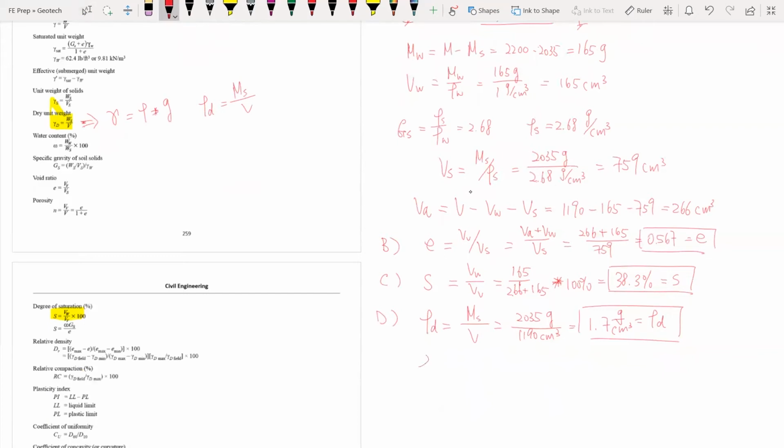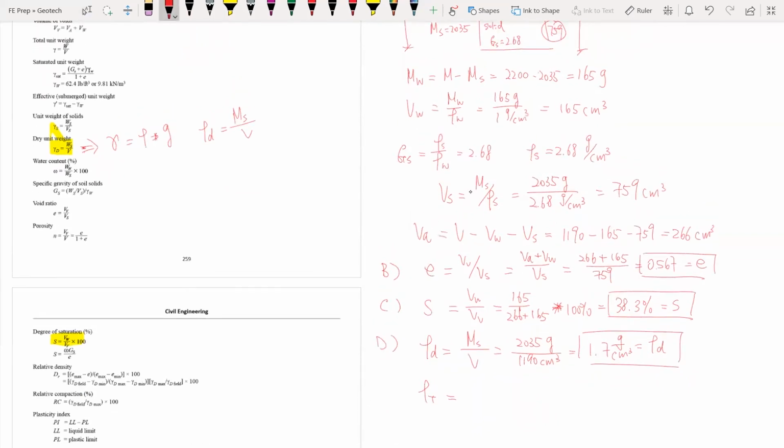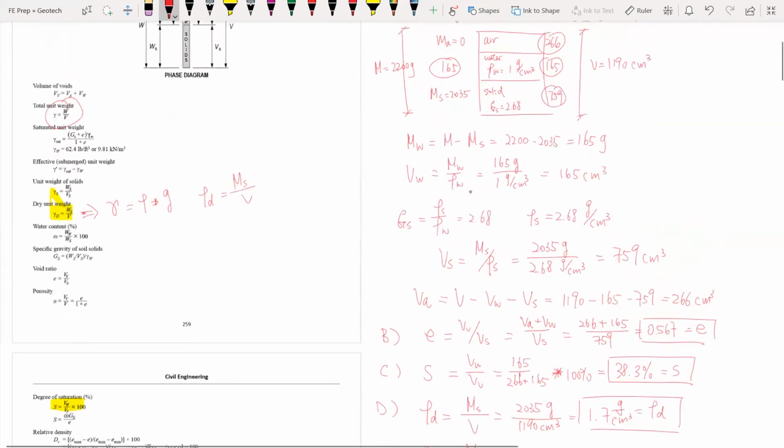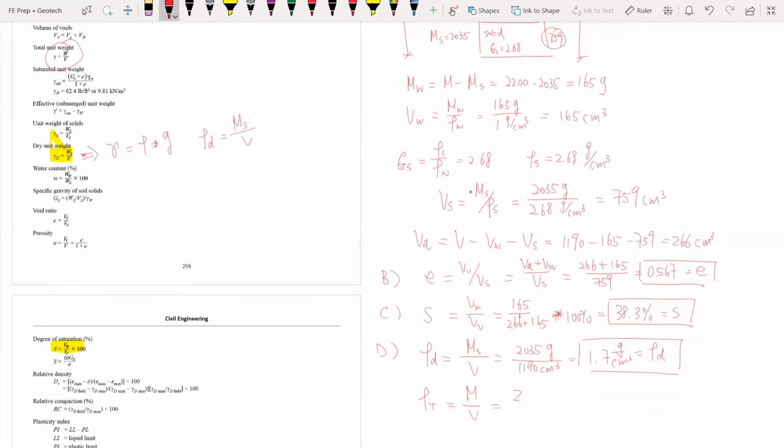And for the total density, which is really like the total unit weight in the FE manuals, but now we do the mass, not the weight. And the total mass is 2200 grams, and the total volume again.